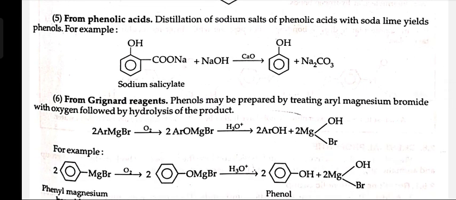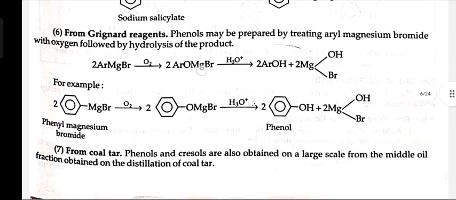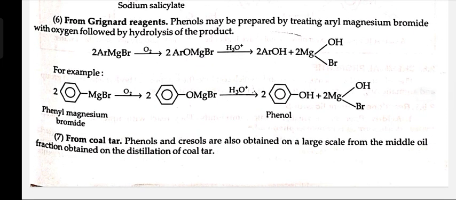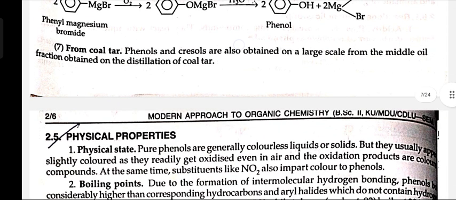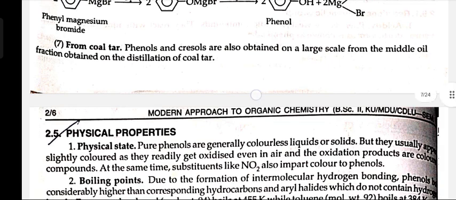The fifth method of preparation is from the phenolic acids. Distillation of the sodium salt of phenolic acids with soda lime yields phenol. From the Grignard reagents, we can also make phenol by treating aryl magnesium bromide with oxygen followed by the hydrolysis of the product. The seventh method is from coal tar. Phenols and creosotes are obtained on a large scale from the middle oil fraction obtained on distillation of coal tar.